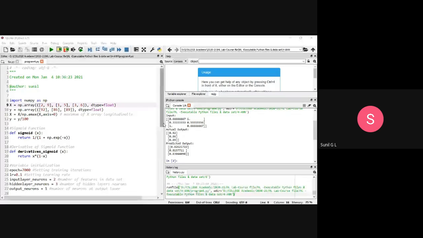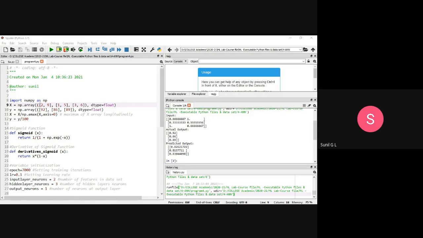So this is the lab program. Here we are importing NumPy as np. Here we are taking 2 input neurons in the input layer, 3 hidden layer neurons, and 1 output neuron. In total, 6 neurons we are taking.